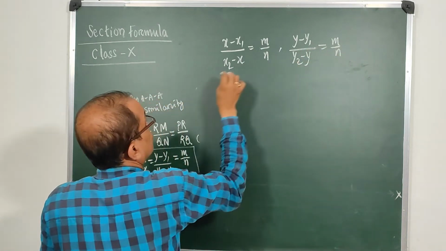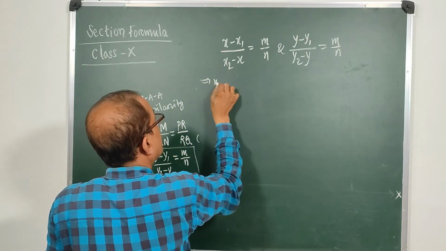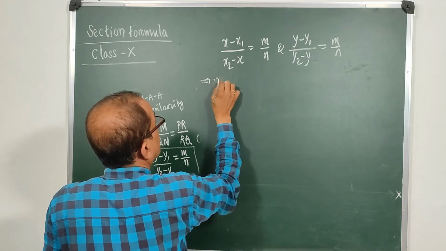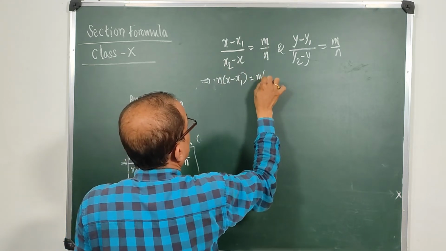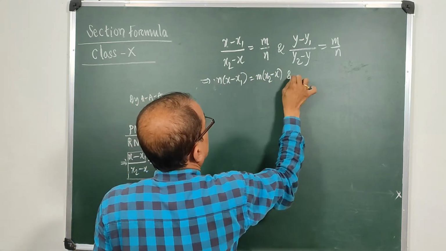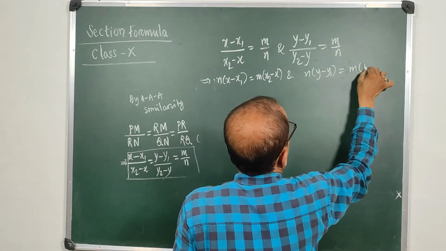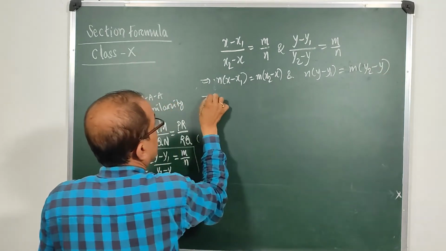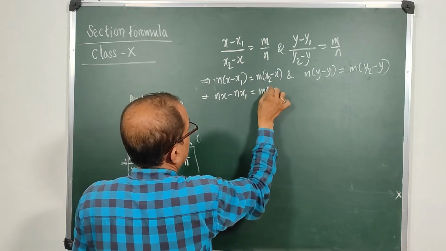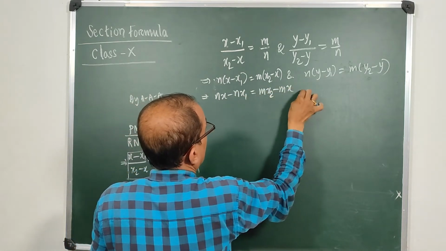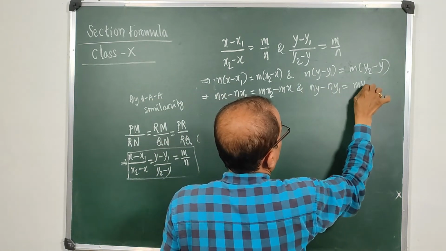Let us simplify these two. Multiply: n into x minus x1 is m into x2 minus x, and here n into y minus y1 is m into y2 minus y. This implies, let us multiply, nx minus nx1 is equal to mx2 minus mx, and ny minus ny1 is my2 minus my.